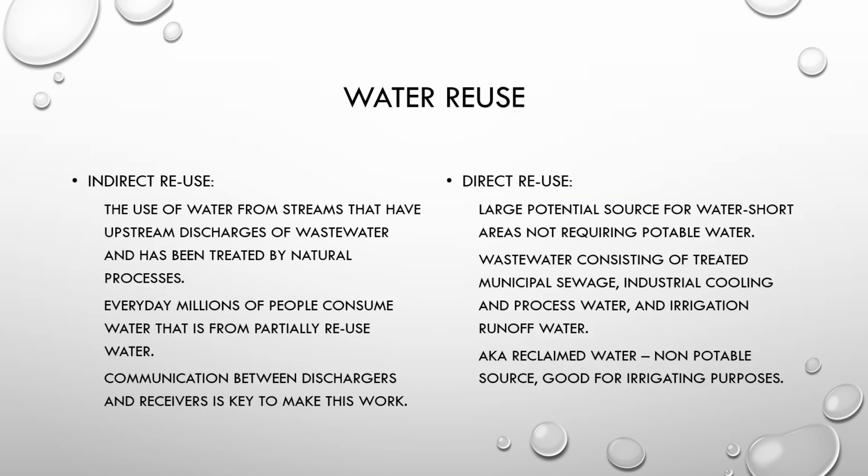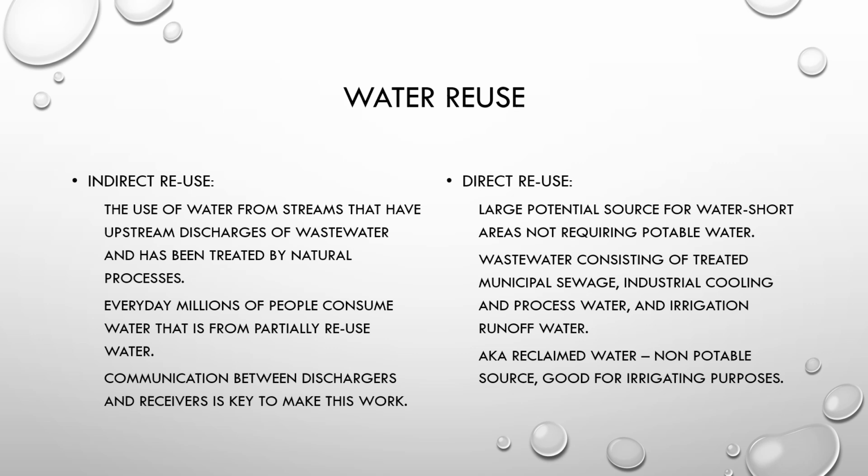Water reuse. You've got two different types: indirect and direct. Indirect would be considered the use of water from streams that have some kind of discharge happening upstream, but that's been treated through a natural process. There are actually millions of people who consume water from this type of indirect reuse. However, there needs to be adequate communication between who's discharging and who's receiving, so they can make sure they have adequate treatment in place to handle their discharge.